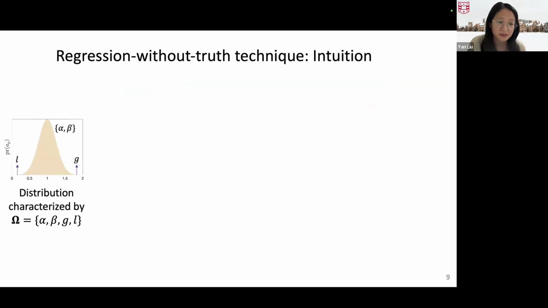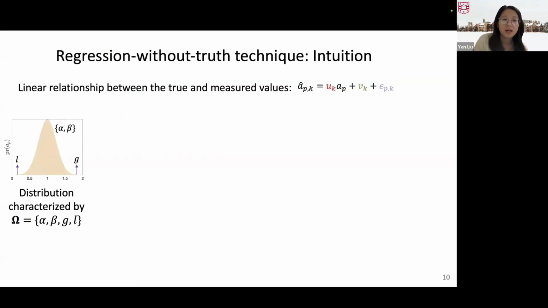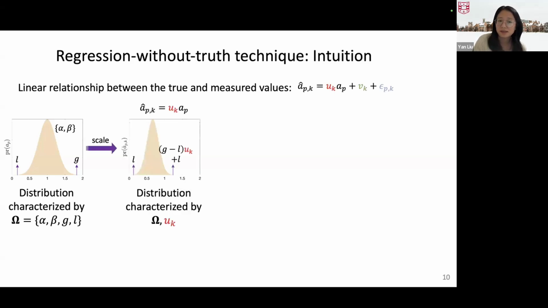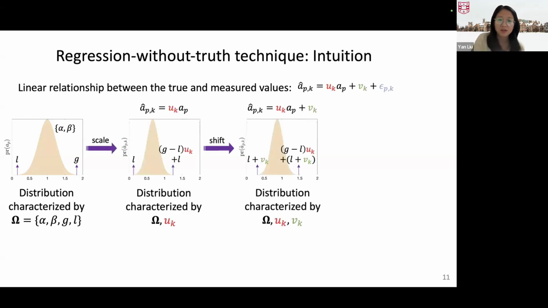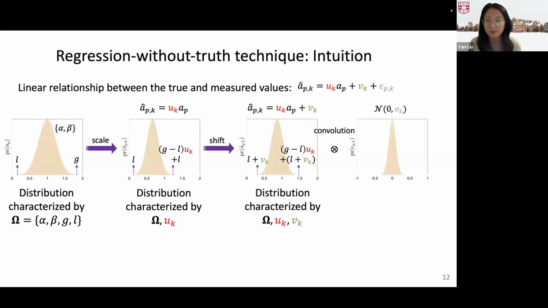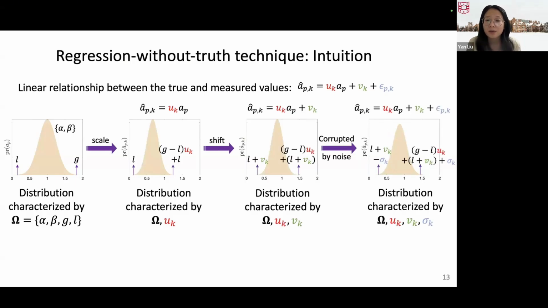Consider that the true value is described by some parametric distribution, and based on the linear relationship between the measurement and the true value, it will first be scaled by a slope term, then shifted by a bias term, and finally corrupted by a noise term. So we can see that the distribution of the measurement can be characterized by the true value distribution parameters and the linear relationship parameters.